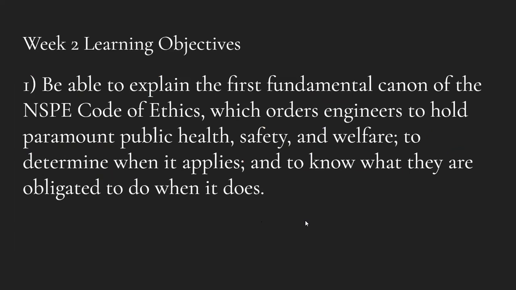Again, the overview. Be able to explain the first fundamental canon of the NSPE Code of Ethics, which orders engineers to hold paramount public health, safety, and welfare, to determine when it applies and to know what they're obligated to do when it does. So again, for this, you'll refer to your NSPE code already. You should notice that this first fundamental canon does seem to dovetail a lot with utilitarianism, since it is about health, safety, and welfare, which, if we can't necessarily directly quantify, are at least more quantifiable than a lot of other things. So we connect this up with our teaching of utilitarianism.